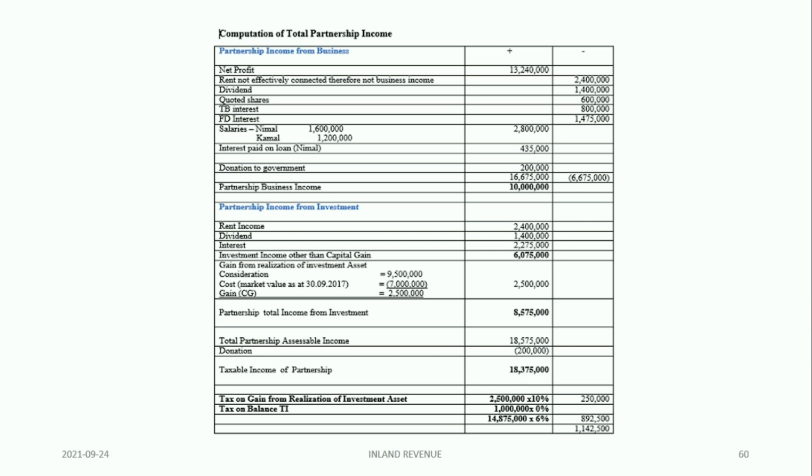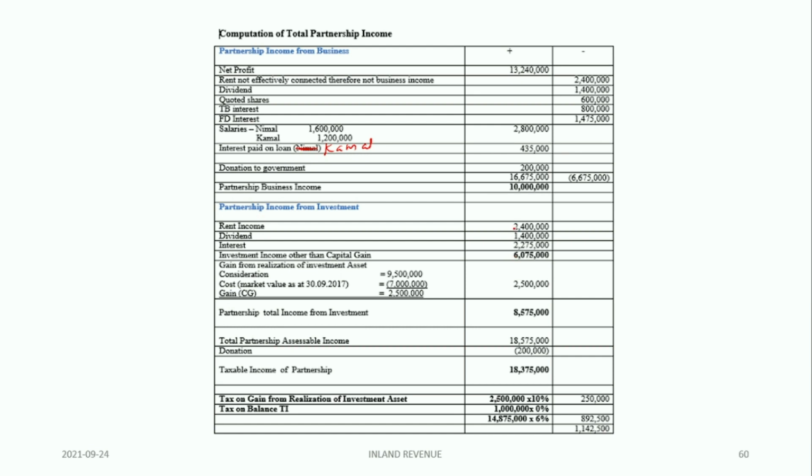Then the salaries paid to Kamal and Nimal, according to the provision, are added to the profit, and interest paid to Kamal on the loan, 435,000, is added to the profit. Donation to the government, 200,000, is also included, because this donation is considered a qualifying payment. However, when calculating the assessable income, it cannot be claimed. First, you have to calculate assessable income. From assessable income, we can deduct this 200,000, called a qualifying payment. According to the calculation, partnership assessable income will be 10 million.